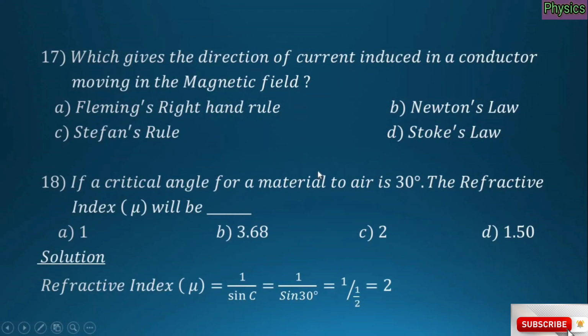If the critical angle for a material is 30 degrees, the refractive index will be? You have to know the formula of refractive index equals 1 by sine of critical angle. That is, refractive index equals 1 by sin c, that is 1 by sin 30, equals 1 by 1 by half, that is 2. Option C is the answer.